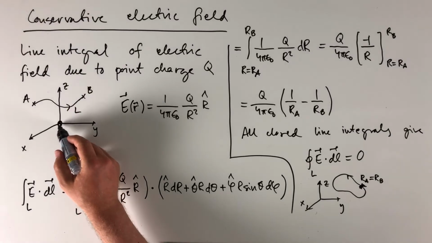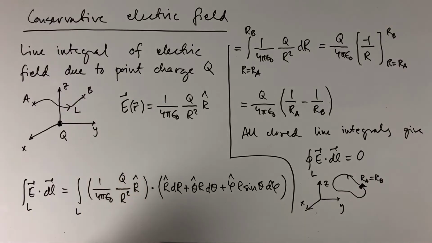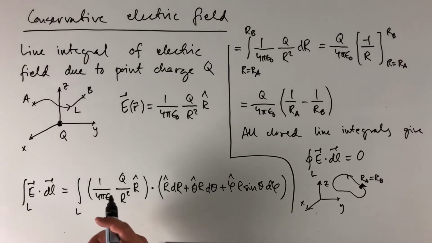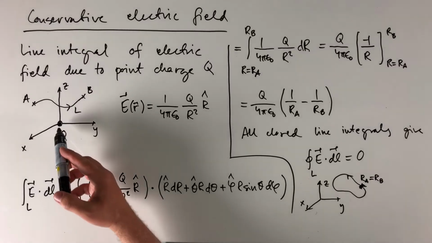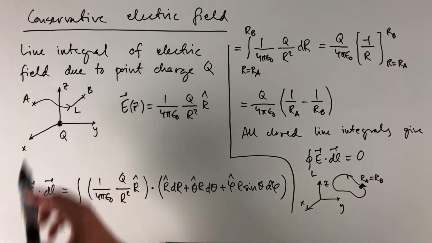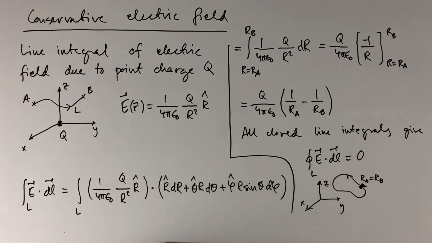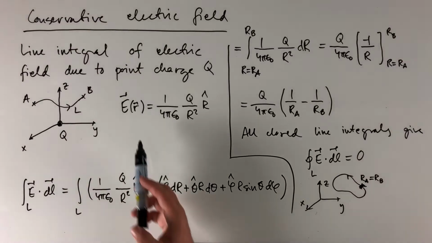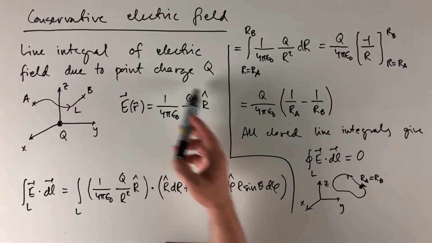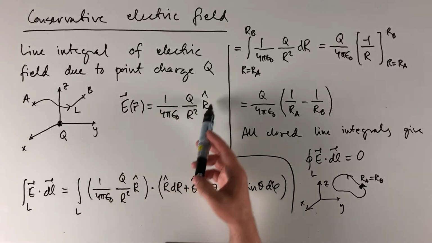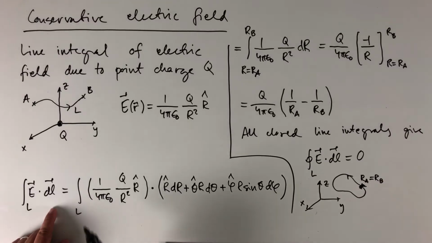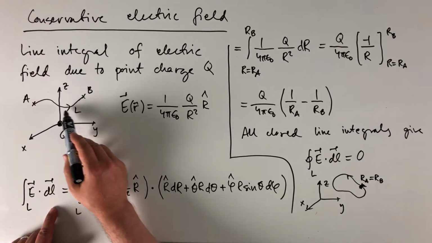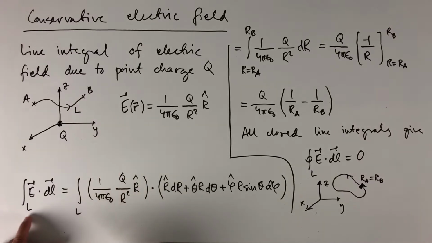So here is the point charge, and the physics is not influenced at all by where I put the coordinate system, so I choose for simplicity to put the coordinate system origin exactly where this point charge is located. And then I get this expression for the electric field, which is simple to express in terms of spherical coordinates. So what we want to do now is to evaluate this line integral, and that line integral goes along this curve. I call that curve L.